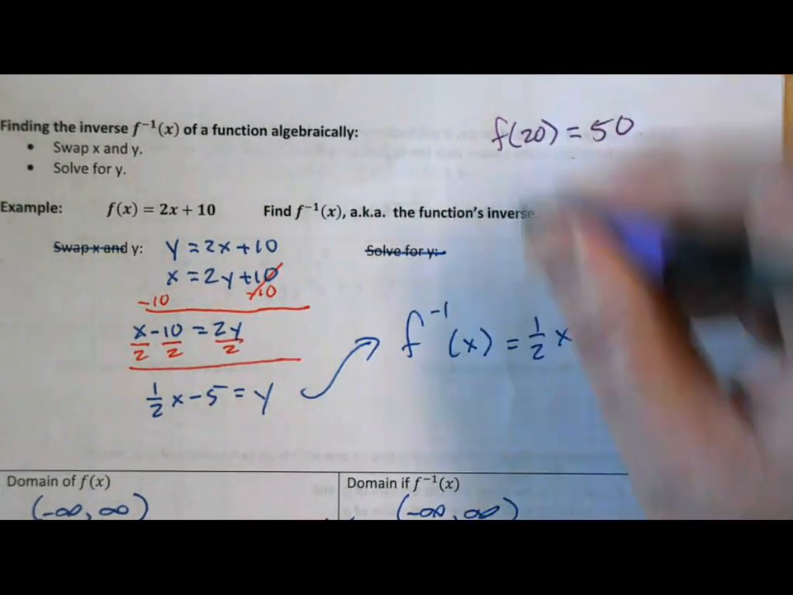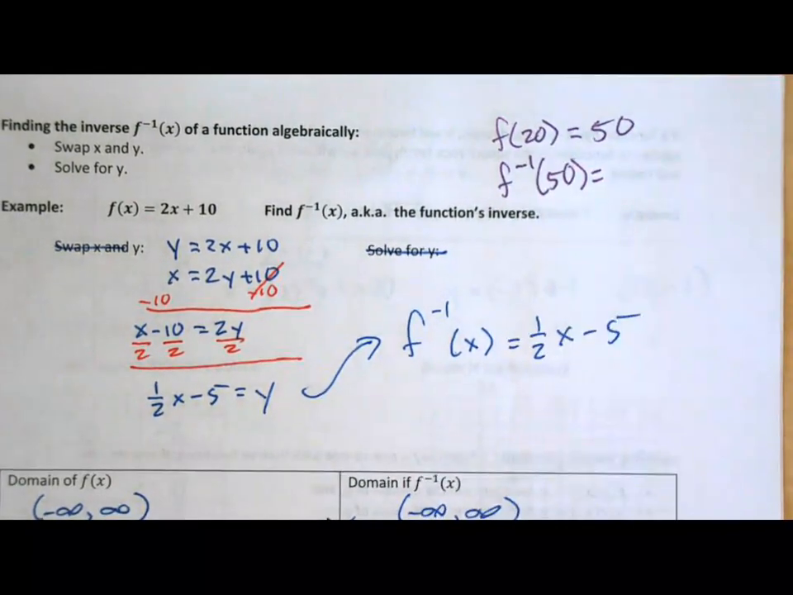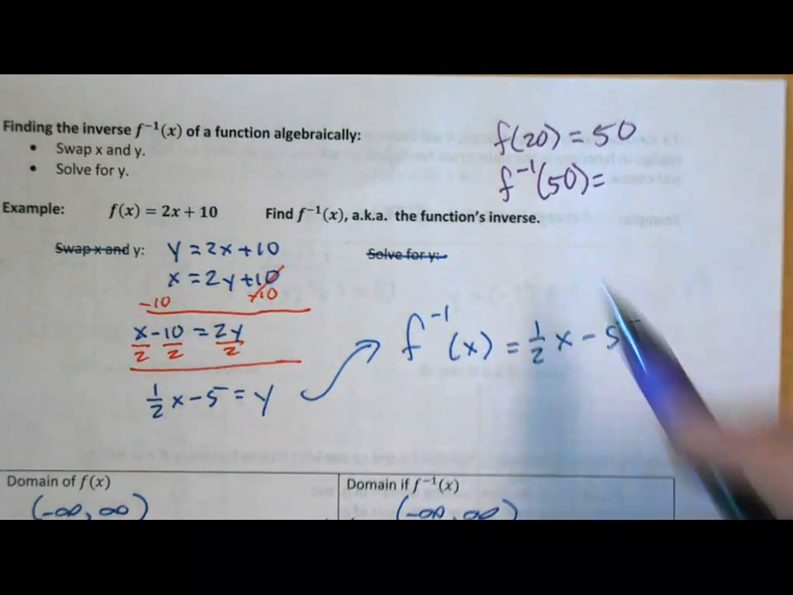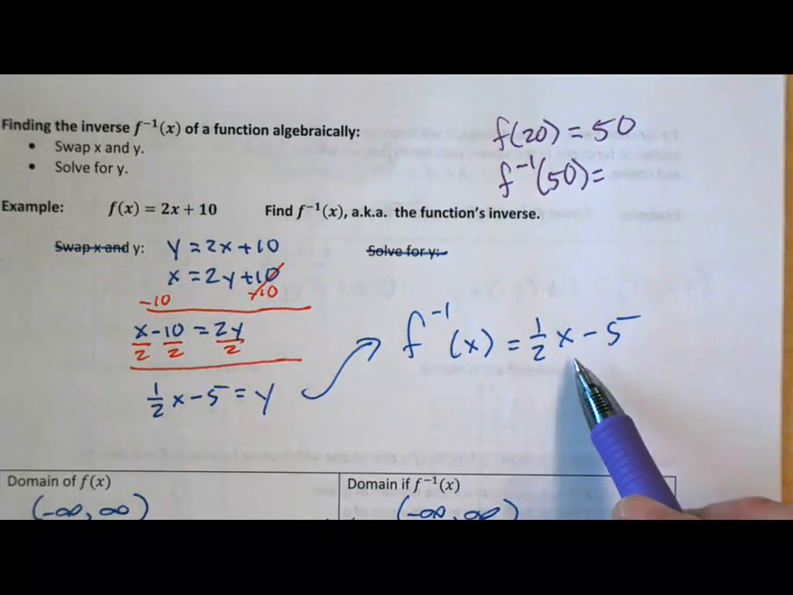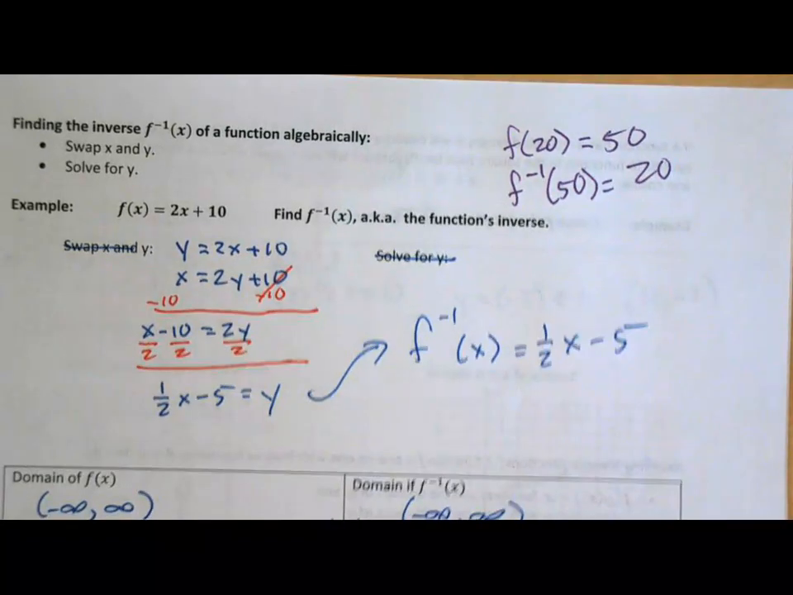All right. What is f inverse of 50? If I plug 50 into this, what am I going to get? Half of 50 is 25, minus 5 is 20. You think that's a coincidence?